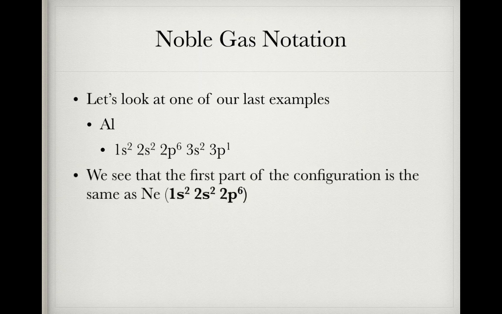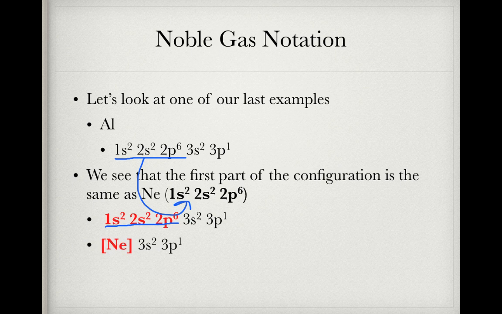We see here that the first part of the configuration, the 1s2, 2s2, 2p6 portion, is exactly the same as neon. So what we can do is take our 1s2, 2s2, 2p6 in the aluminum configuration and just replace that with neon. We put neon in brackets and then fill in what's left, which is 3s2, 3p1. And what this does is tell us the number of electrons that we consider to be valence electrons.